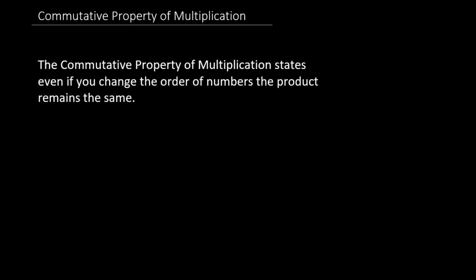So the next property of multiplication is the commutative property of multiplication. The commutative property of multiplication states that even if you change the order of numbers, the product remains the same. So for example, we have A times B. That equals B times A. The product doesn't change. It remains the same. We're just switching the numbers around. So this goes here and this comes here.